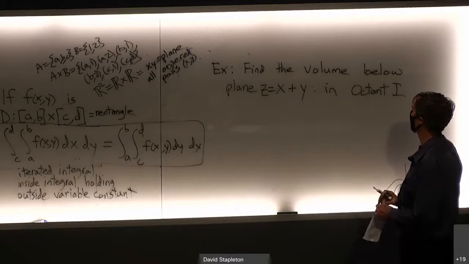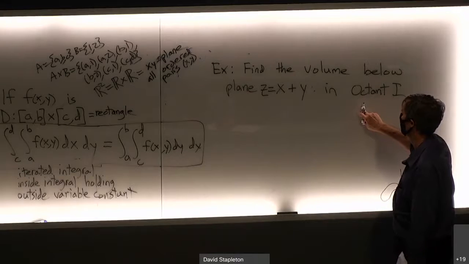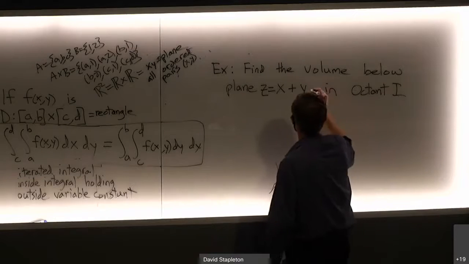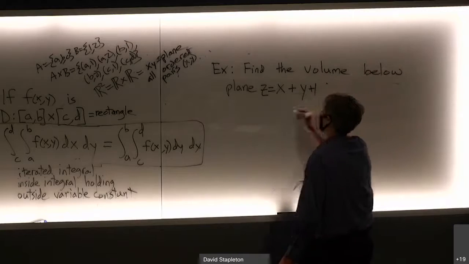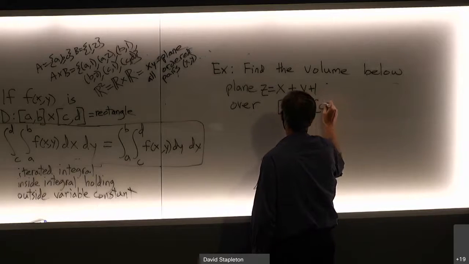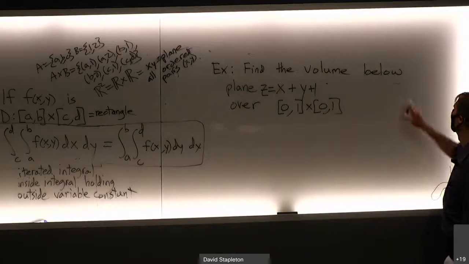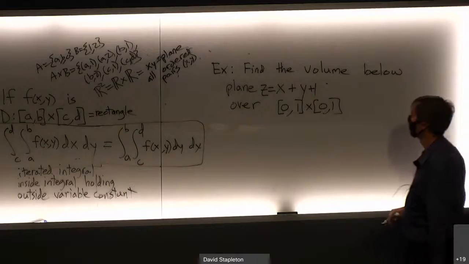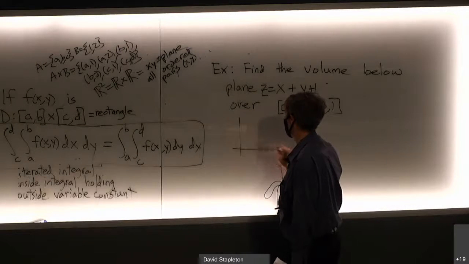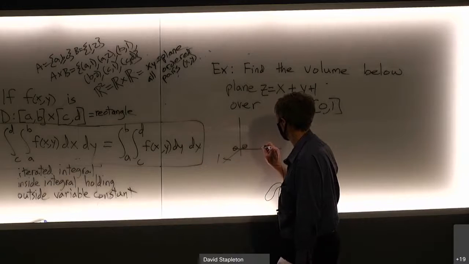What's the first thing you should do probably on that? Oh, I'm sorry, I don't want this. I'm not in the first octant. I want, let's say, x plus y plus 1. Sorry, I should do this. Over the square, 0, 1 in the x direction, 0, 1 in the y direction. There we go. Sorry. Leaping ahead of myself. Draw a picture is a good idea. The idea is you're going from 0 to 1 along the x-axis, and then from 0 to 1 along the y-axis, and you're over this square.